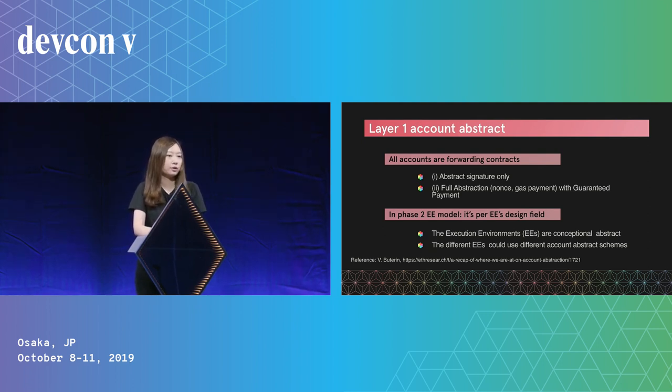With guaranteed transactions. And also, if we get into the ETH2 EEs, each EE can have its own different execution environment, and each environment can have a different account abstraction model inside it. So it's very flexible and very easy to plug into each other.